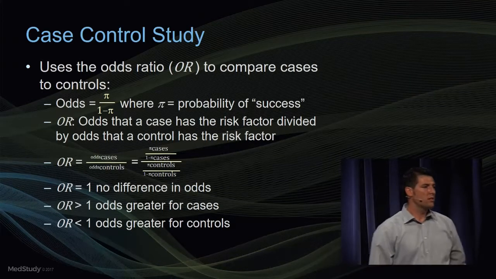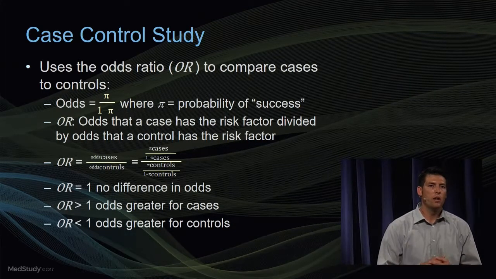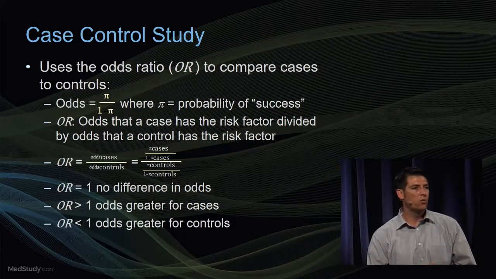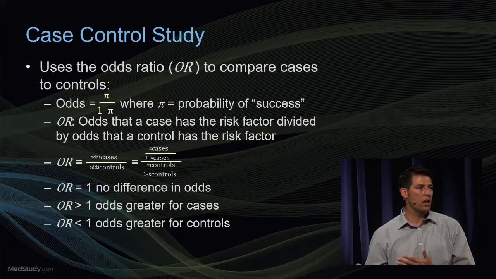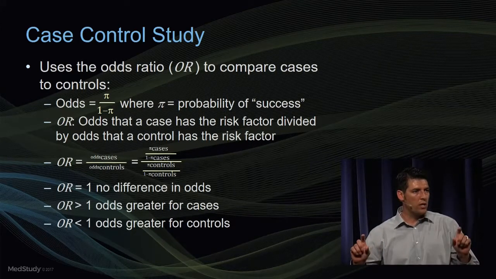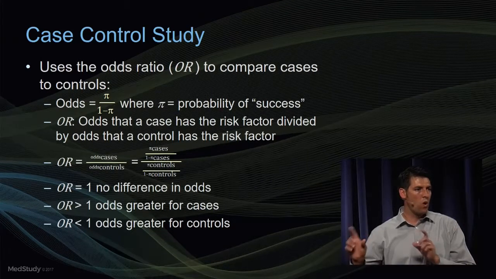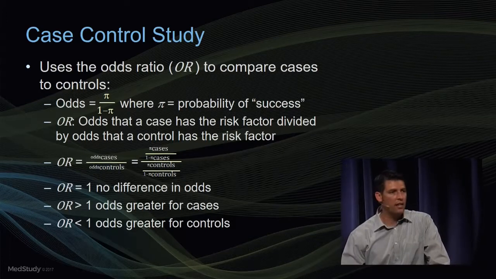So there's this interesting number of 1 that keeps showing up when we talk about comparing ratios. We'll see it again when we investigate another type of study. But file this away. Under your odds ratio file, think about the number 1, and we'll come back to that in a minute. 1 indicates that there's no difference between those groups.